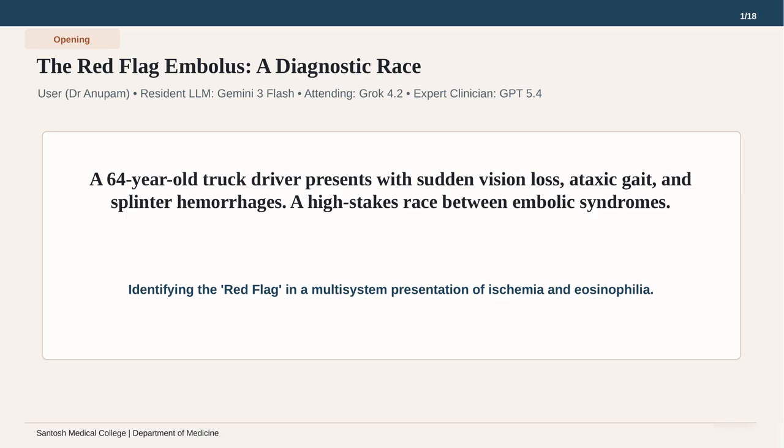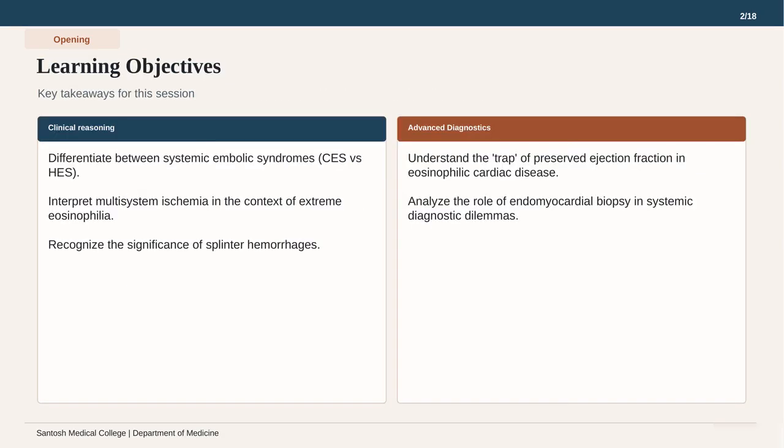Let us dive into what we aim to achieve today. Looking at the two columns on this screen, you will find our core learning objectives divided into clinical reasoning and advanced diagnostics. On the left side, our goals are to differentiate between systemic embolic syndromes, specifically cholesterol embolization versus hypereosinophilic syndrome. We also need to interpret multisystem ischemia when extreme eosinophilia is present and recognize the true significance of splinter hemorrhages.